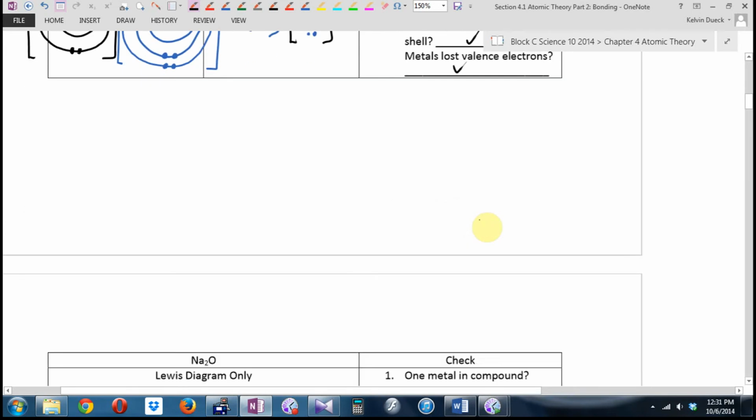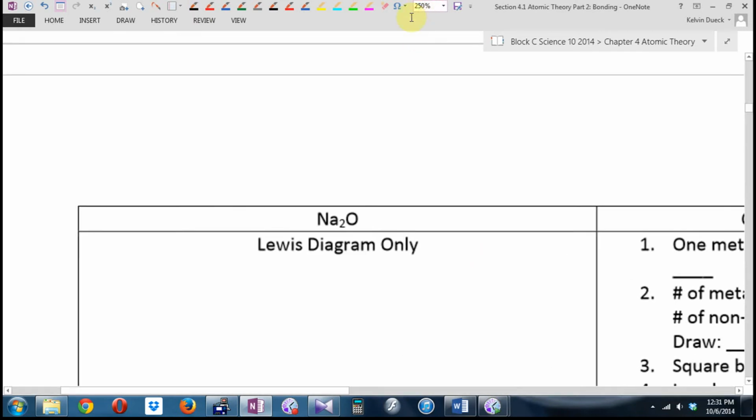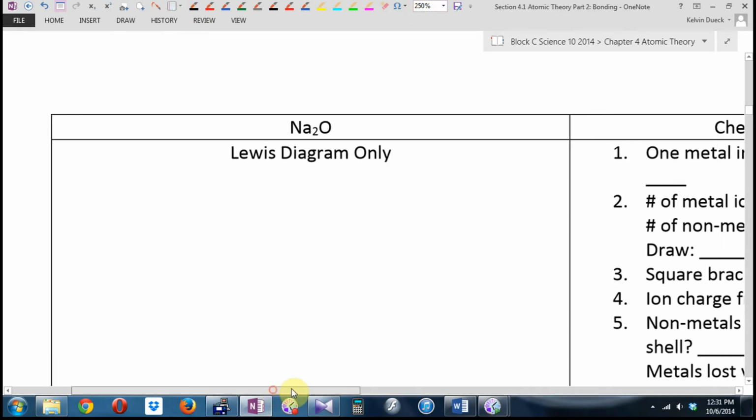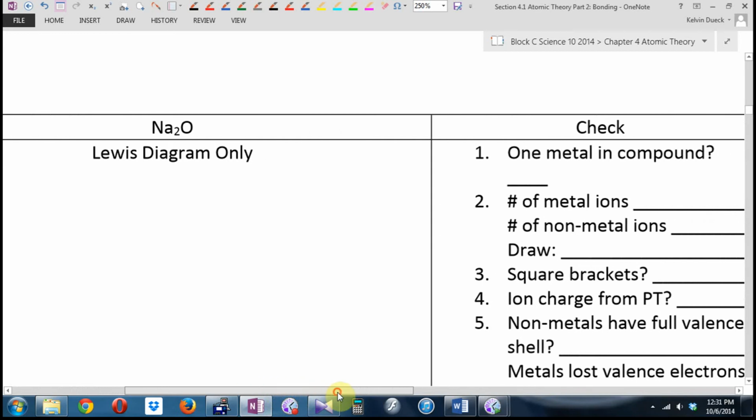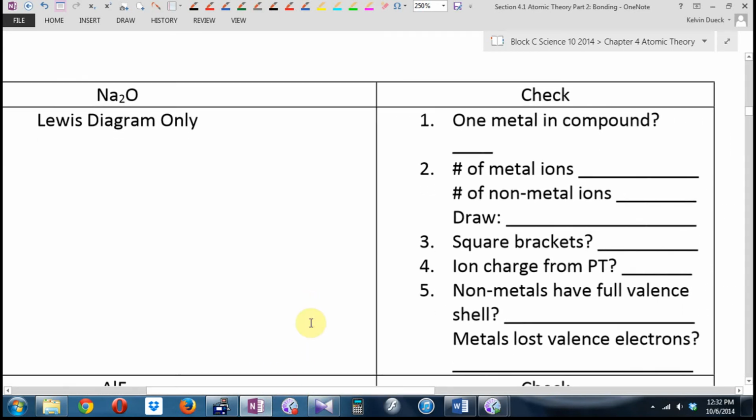Let's try another one. I figured I did one Bohr diagram and then I had enough. Lewis diagram only. Na2O. First of all, how do I know that that's ionic? Is there a metal in it? Sodium again. So, is it ionic? Yep.